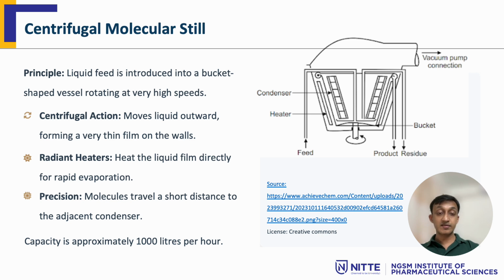The vaporized molecules travel a very short distance and reach the condenser without any collision. The system offers several advantages: a very high throughput, often up to 1000 liters per hour, high precision in separation, efficient handling of viscous, high value materials, etc. And centrifugal molecular stills are commonly used in fine chemicals, pharmaceutical intermediates, nutraceuticals, and specialty products.